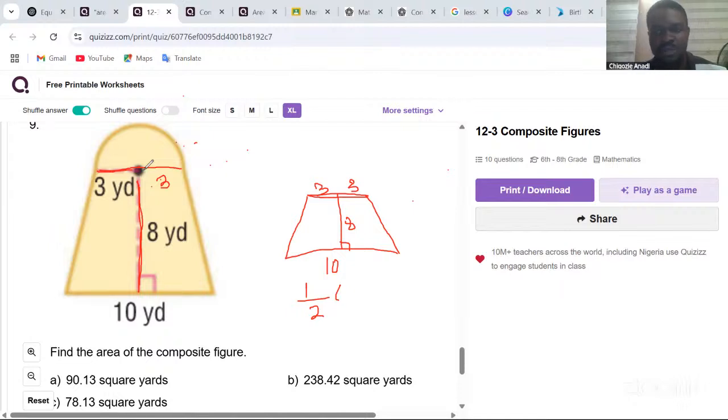Okay. So don't worry, we're looking at more and more questions so that you'll be stronger when it comes to solving questions on composite shapes.